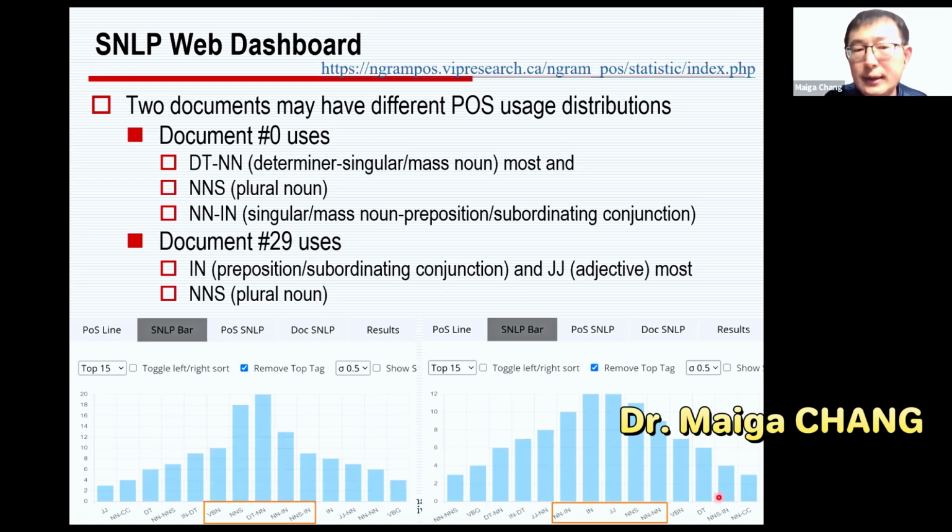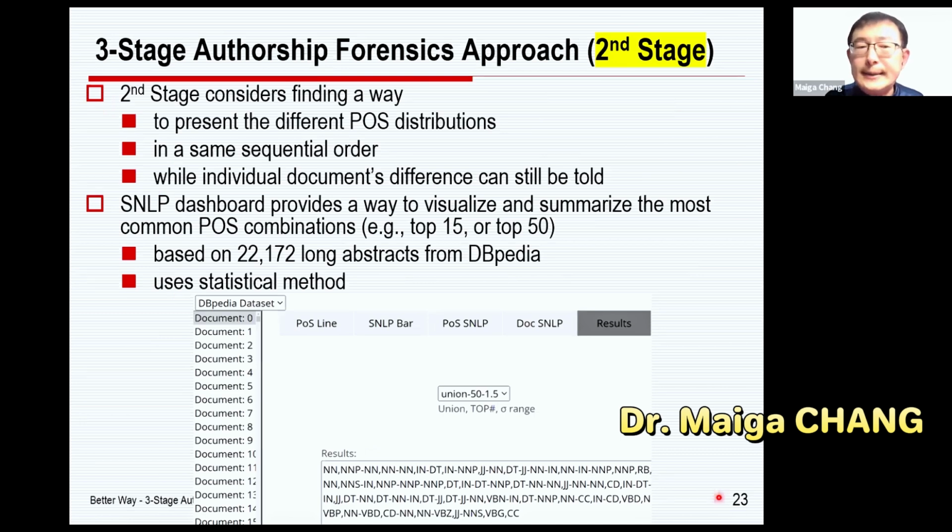But with this difference, we still cannot use this directly to train our neural network model. So we need to consider, can we find the most frequently used part of speech tags? We can try to find the top 50 part of speech tags based on when we use a computer to read 22,000 long abstracts from DBpedia, which is a kind of Wikipedia, trying to learn how people write in articles. As you know, we have 1 million different combinations, so you could also have a top 100 or top 200, depending on you. But we use the top 50 because the top 50 is good enough.